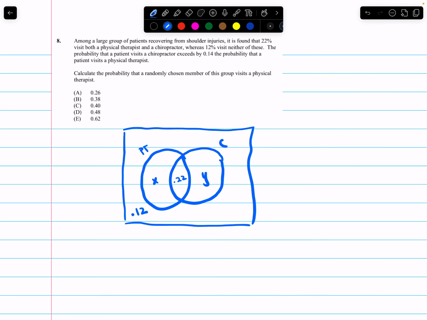And one relation that we see right off the bat is if I add up all these disjoint pieces, I shall get 1, right? Because it's all the possibilities. All right, so what else does it say?